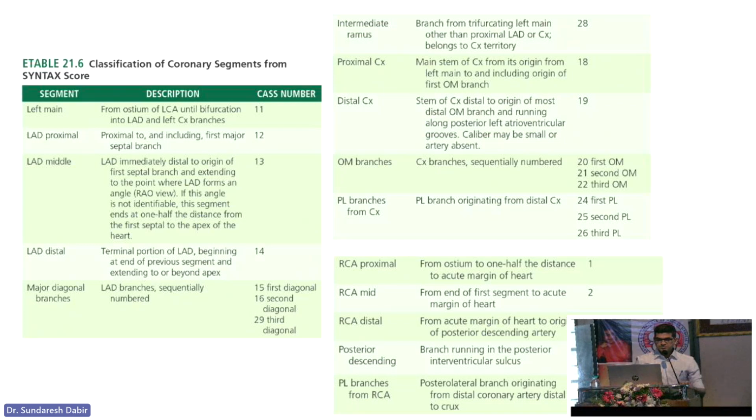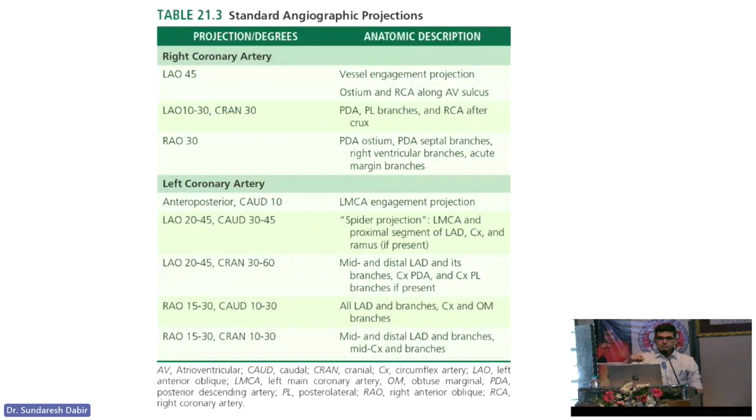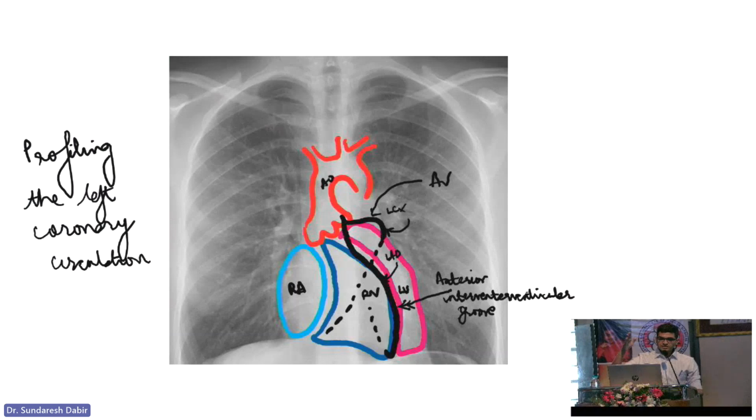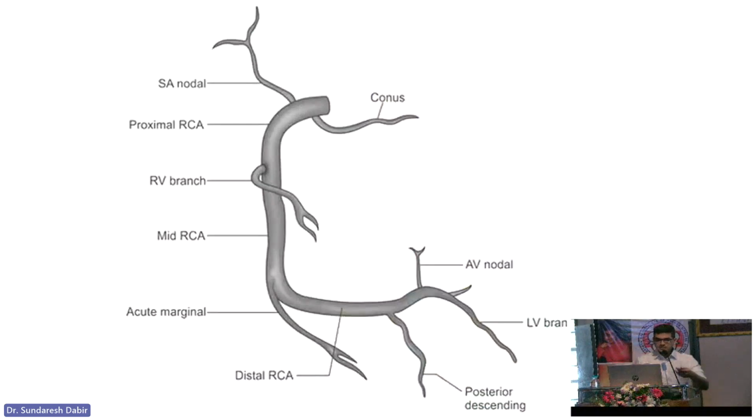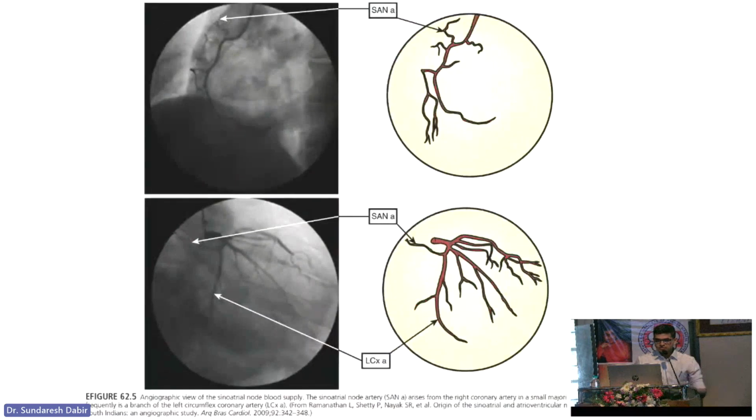So the acute marginal. From the entry point to the acute marginal, halfway to that is proximal and mid, and distal to the acute marginal till the crux is distal RCA. Okay, so this is important for that.